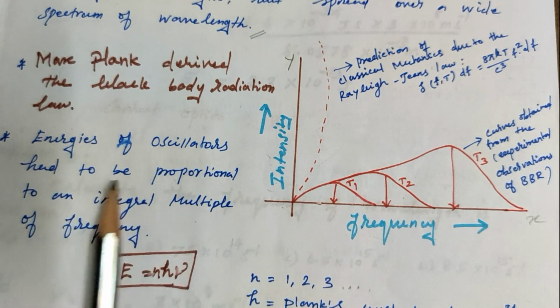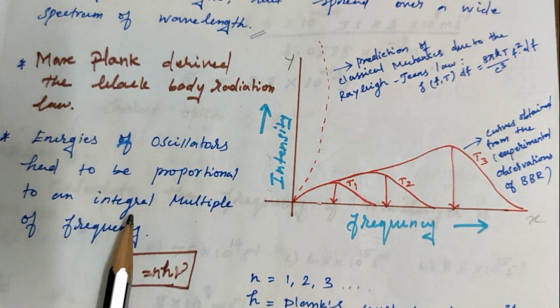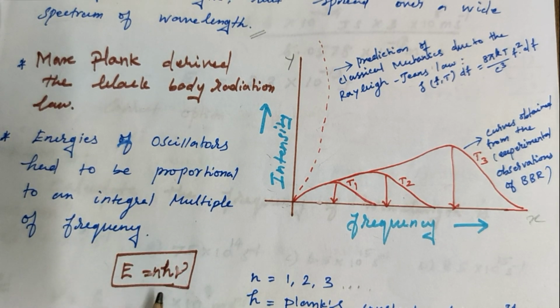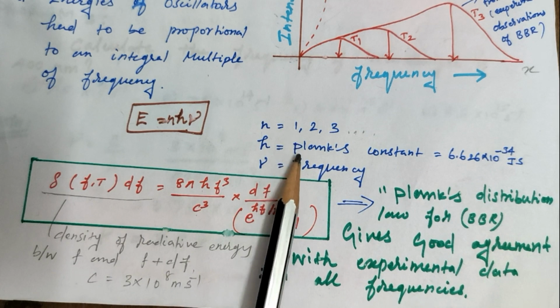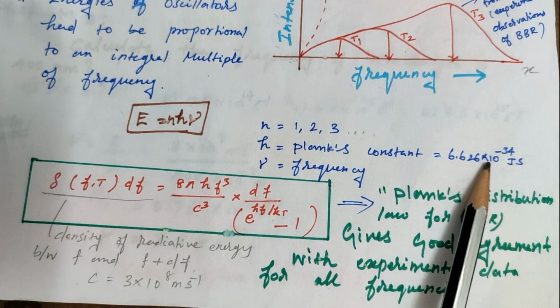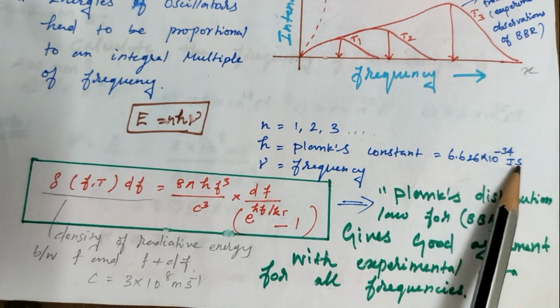The energy of oscillators had to be proportional to an integral multiple of frequency. E is equal to n h nu. N is a whole number, h is the Planck constant. The value of the Planck constant is 6.626 into 10 to the power minus 34 joule second.